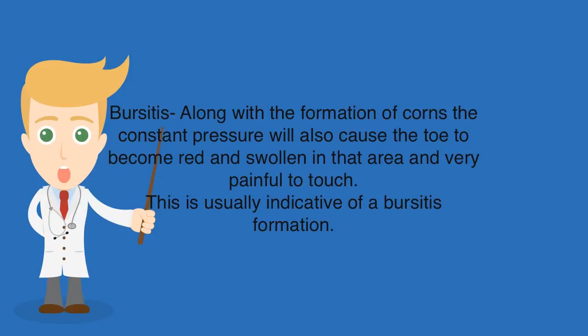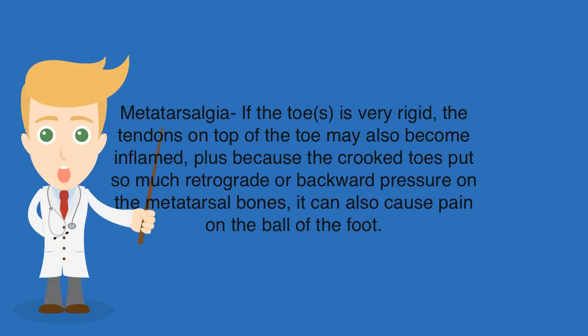Bursitis. Along with the formation of corns, the constant pressure will also cause the toe to become red and swollen in that area and very painful to touch. This is usually indicative of a bursitis formation. Metatarsalgia. If the toe is very rigid, the tendons on top of the toe may also become inflamed, plus because the crooked toes put so much retrograde or backward pressure on the metatarsal bones, it can also cause pain on the ball of the foot.